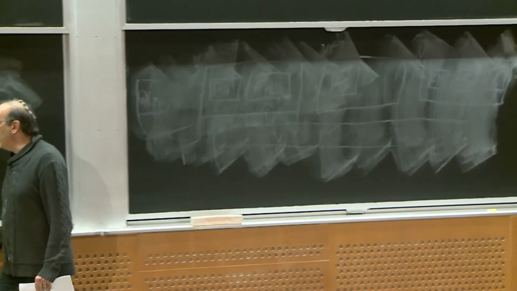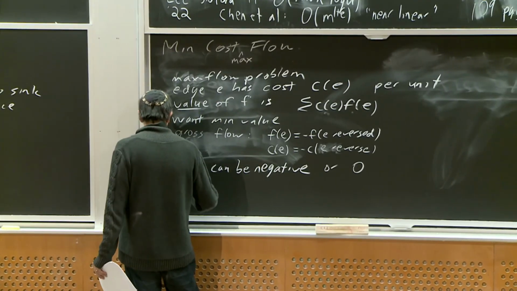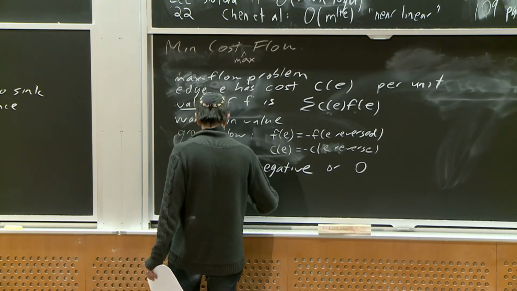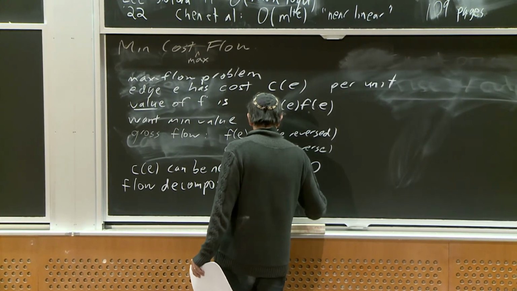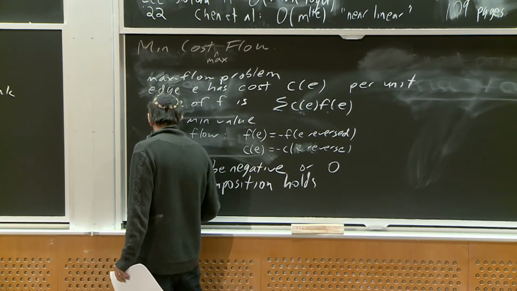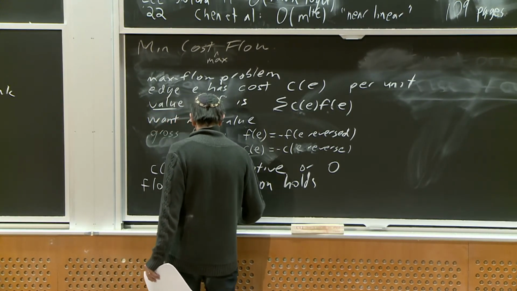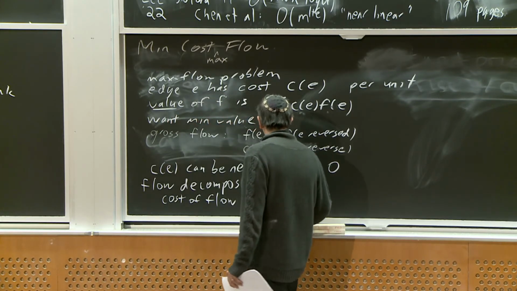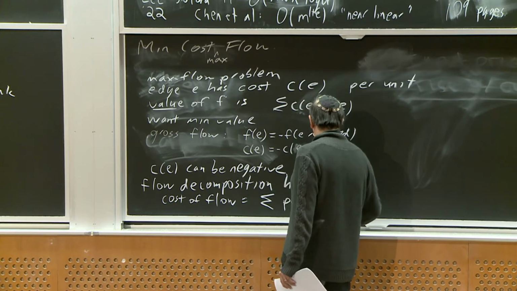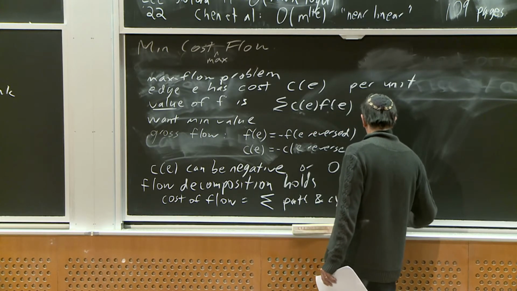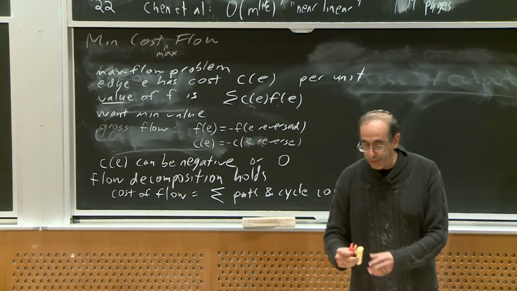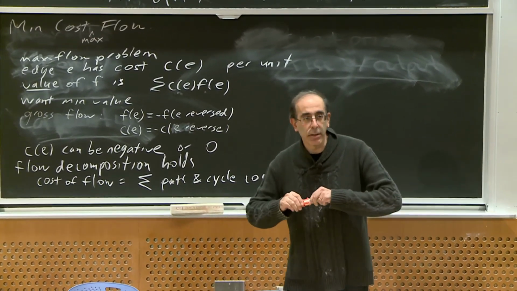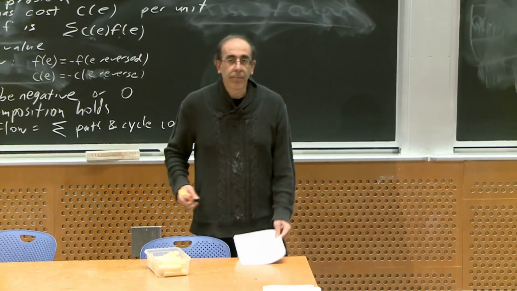So in particular, for starters, notice that flow decomposition still holds. And in particular, that means that the cost of the flow is just equal to the sum of the path and cycle costs in the flow decomposition, right? Of course, you also need to pay attention to the amounts, the capacities of those paths and cycles when you're talking about the overall cost. Okay.